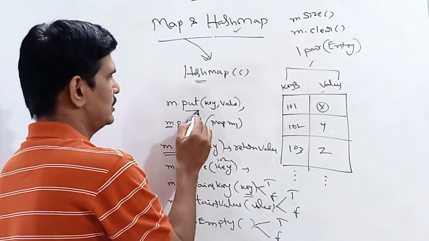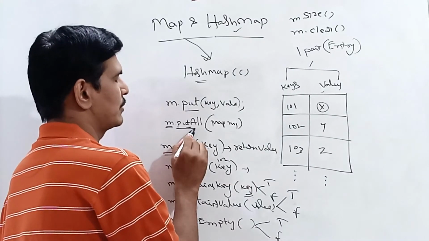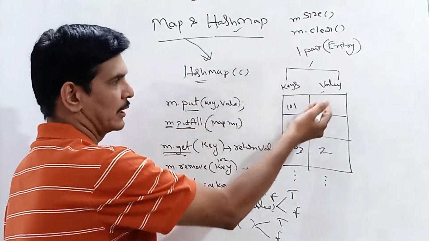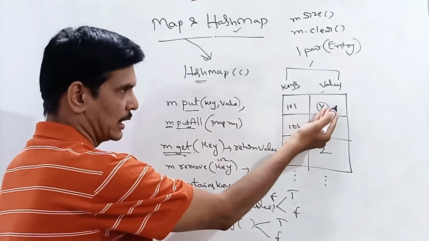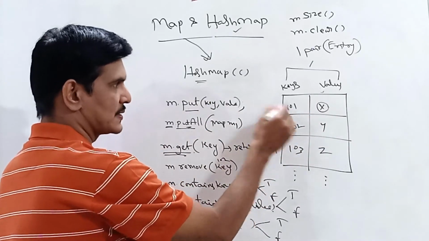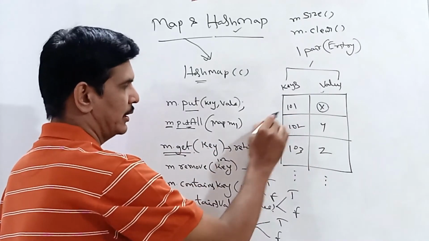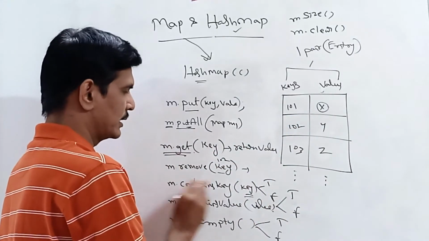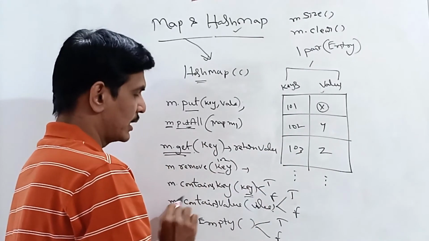So put is a method by which we can add a new pair into the hash map. putAll is a method by which we can add multiple key value pairs into the hash map. Get is a method by which we can get the value of the pair by passing the key. Remove is a method by which we can remove the entire pair by using a key. The containsKey method will return true if the key is available inside the map.